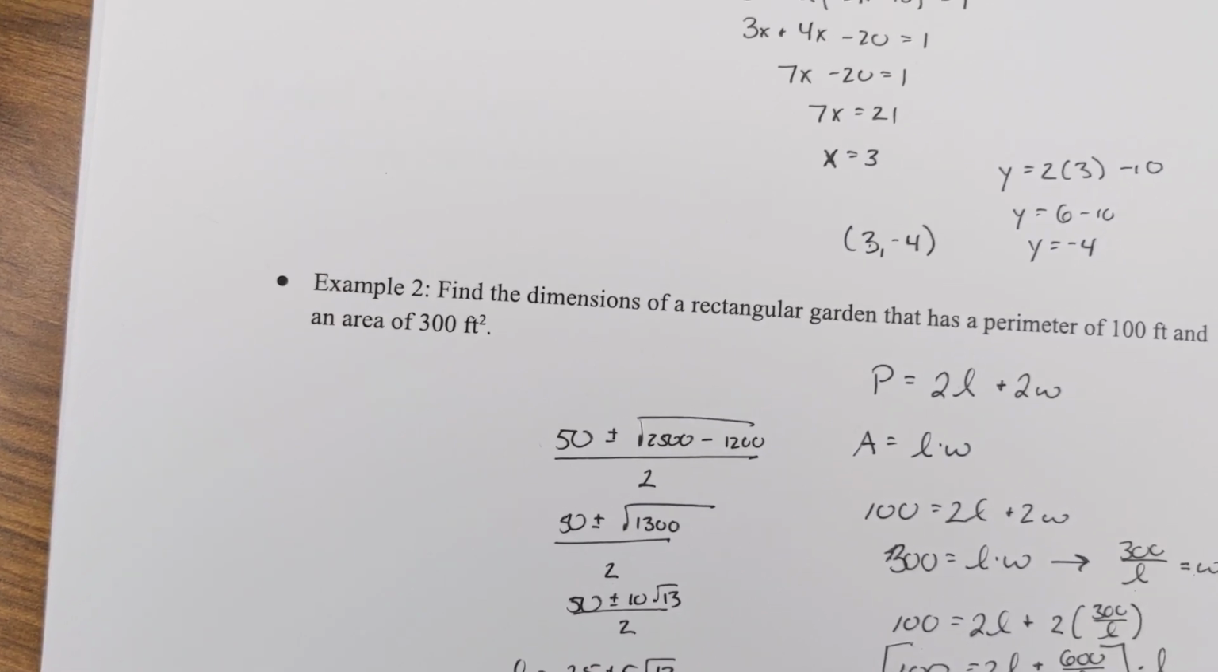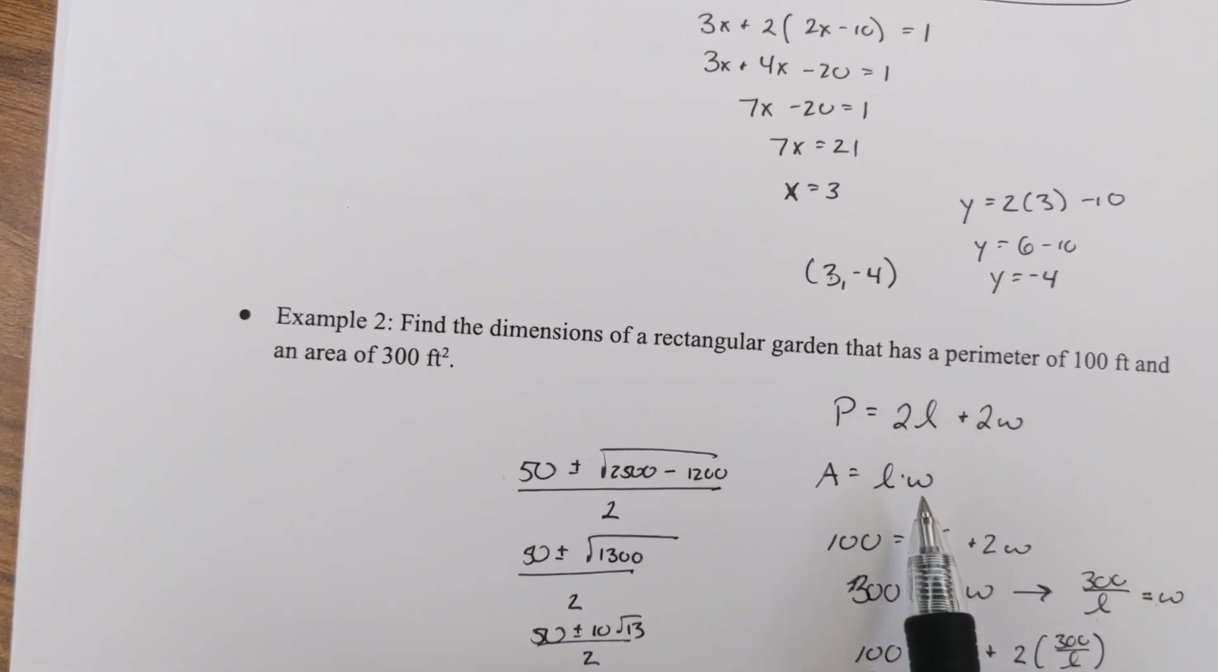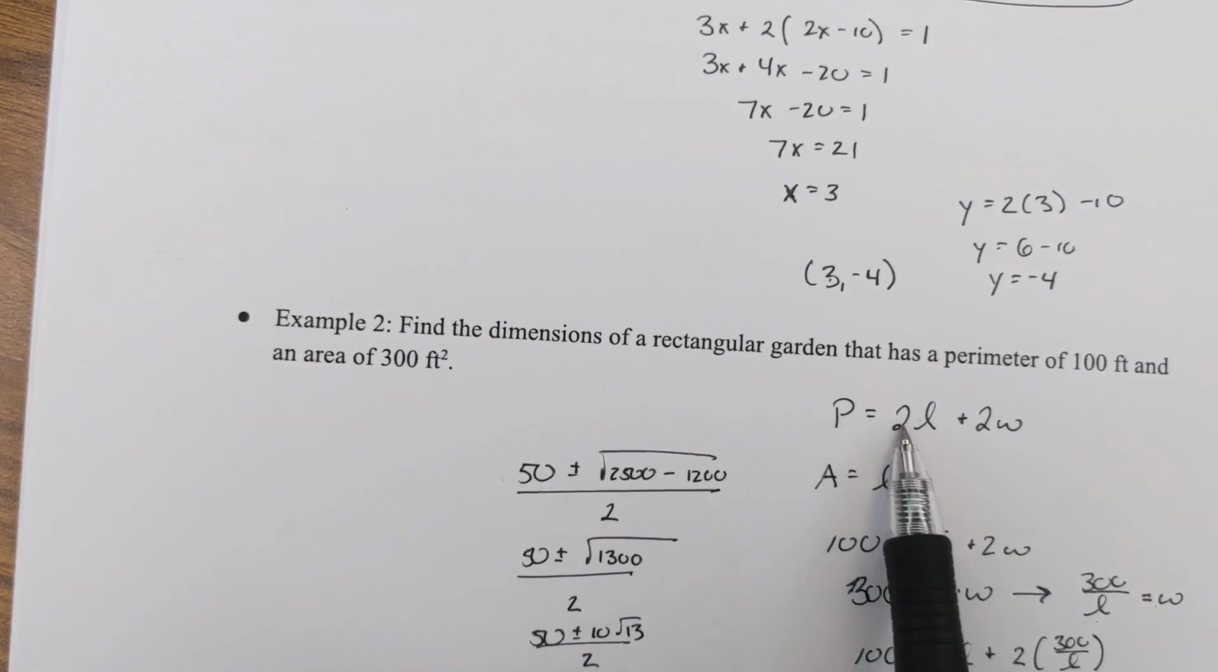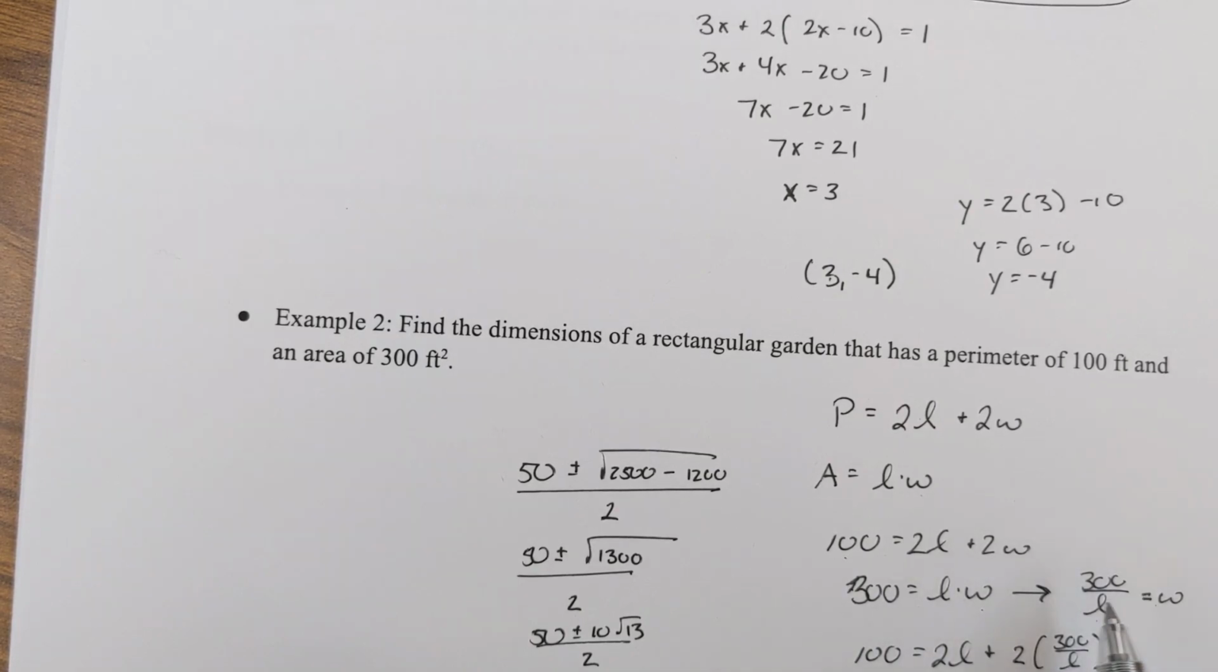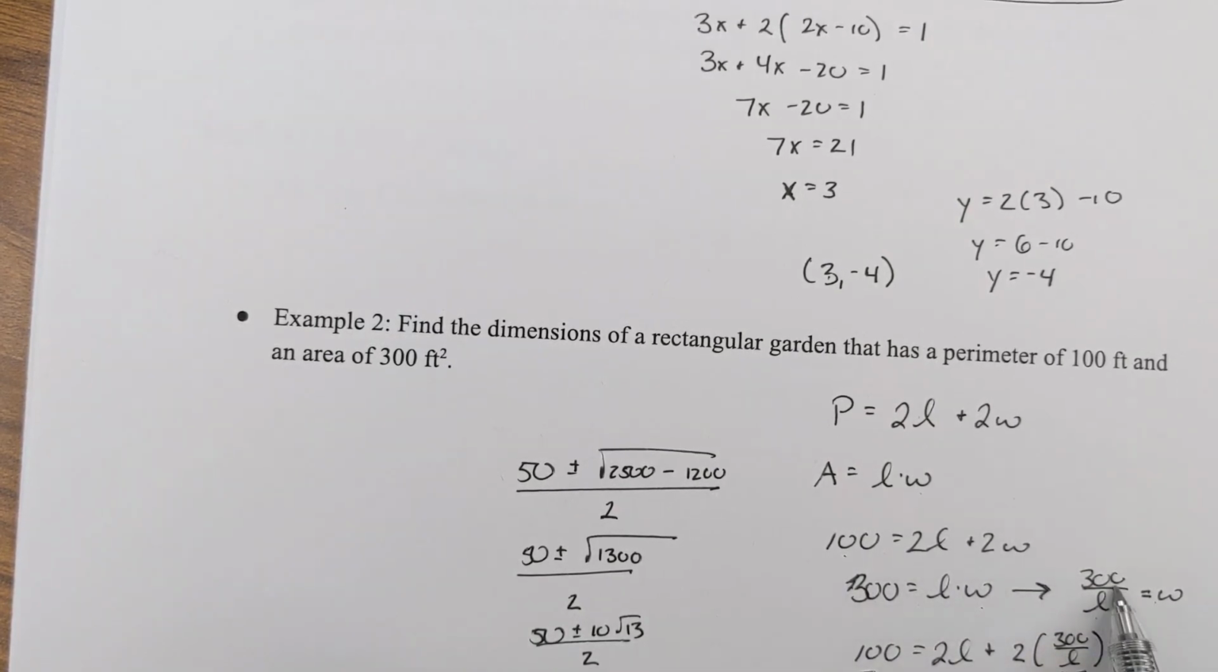So, that's the problem. Okay, perimeter is 100, so 2 lengths and 2 widths. Area is length times width, so this has to be true, that has to be true. So divide by W, or divide the L across, we get that. It's 100 equals 2L plus 2 times that.